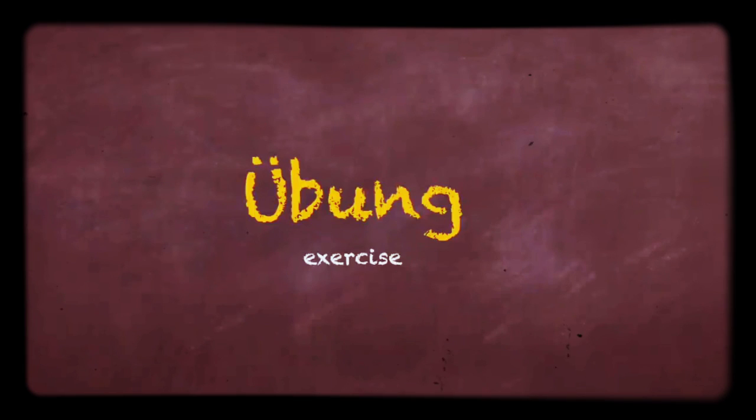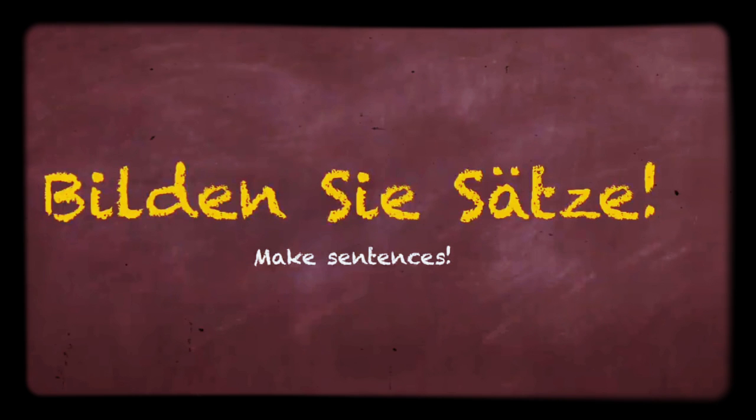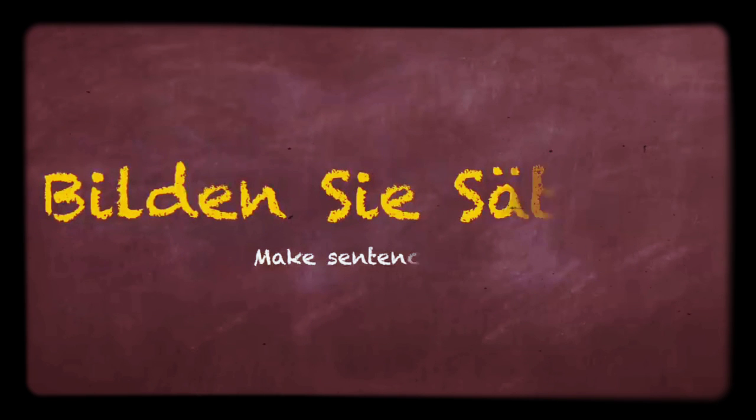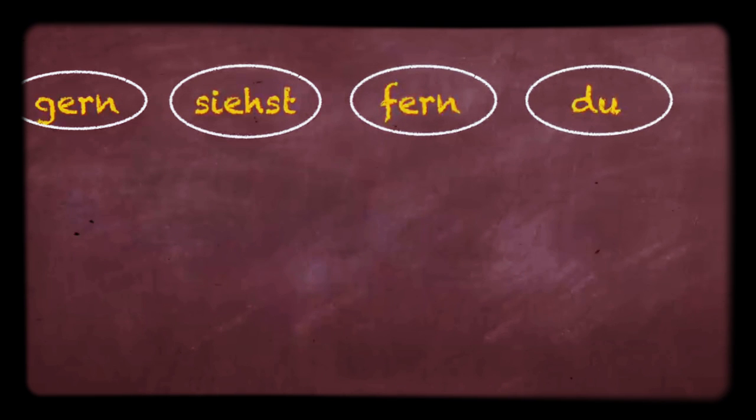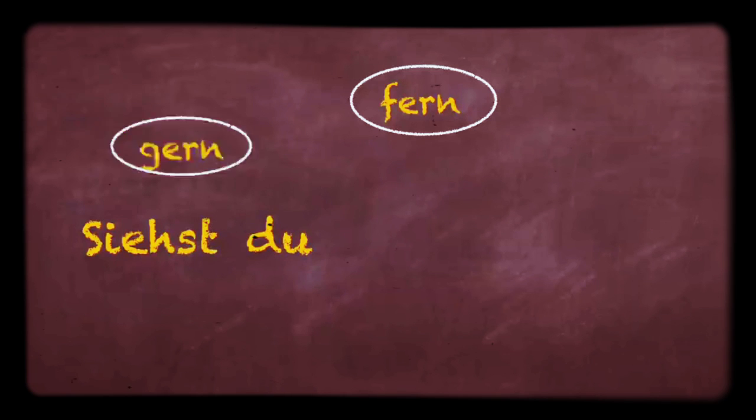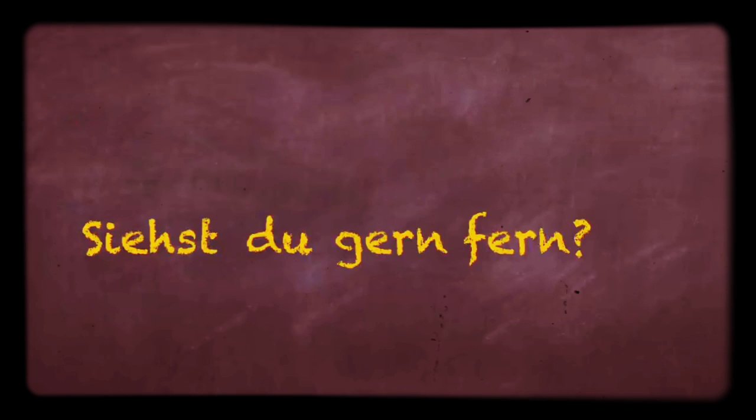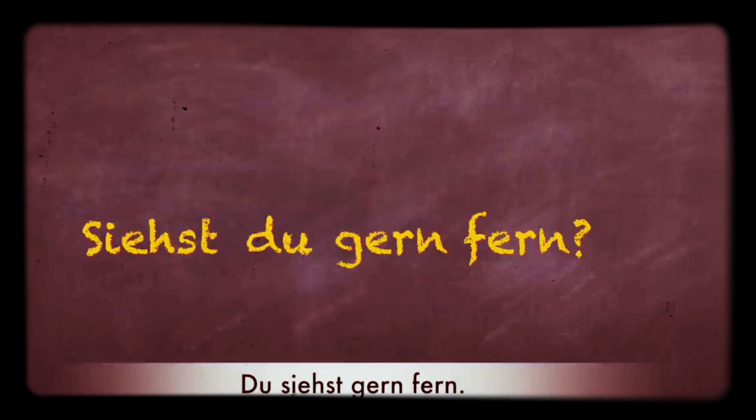Now let's do a very small exercise to see what you have understood. Übung. Bilden Sie Sätze. And here's the first one. You have to make a sentence with these words. Do remember that the prefix will be at the end. And your answer should be: Siehst du gern fern? Another alternative is Du siehst gern fern.